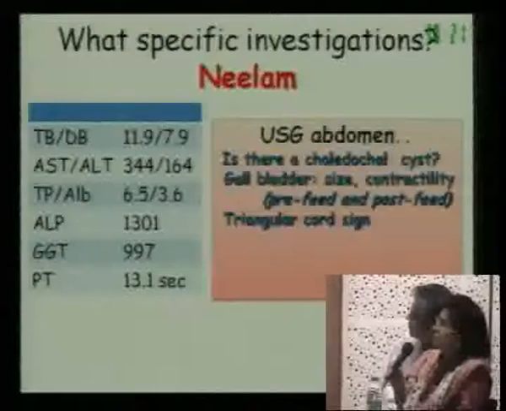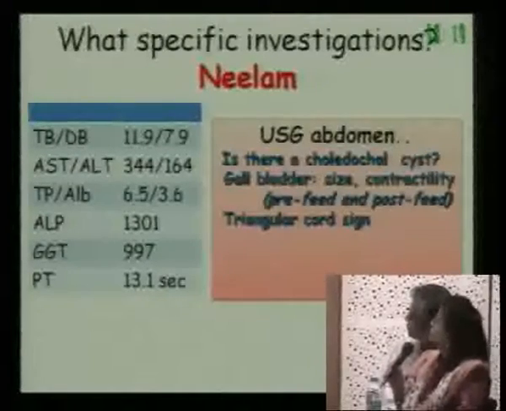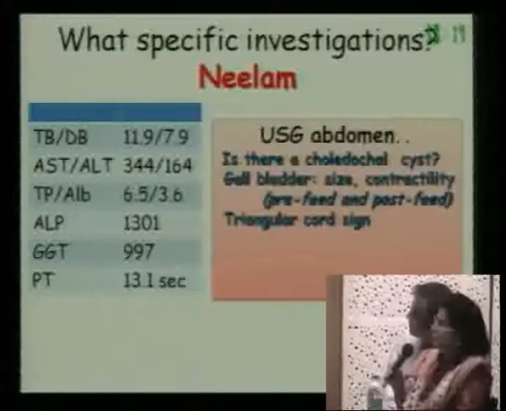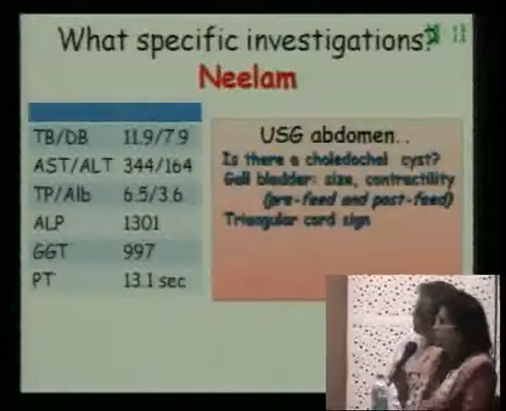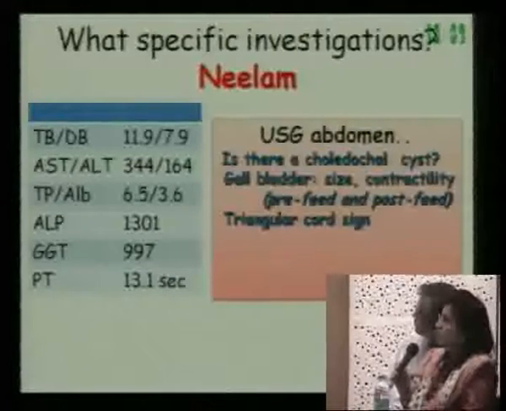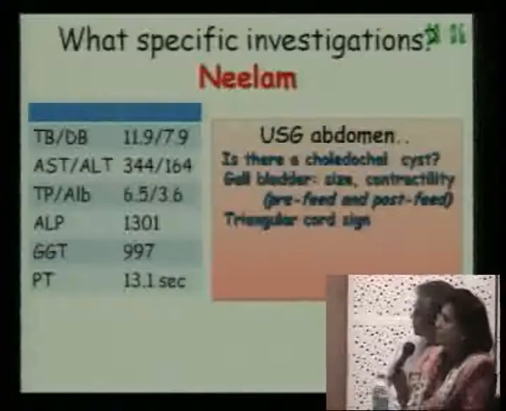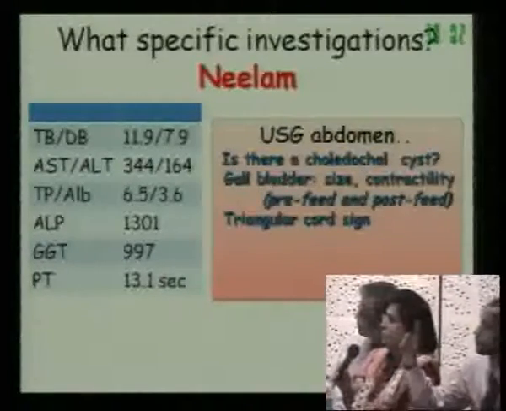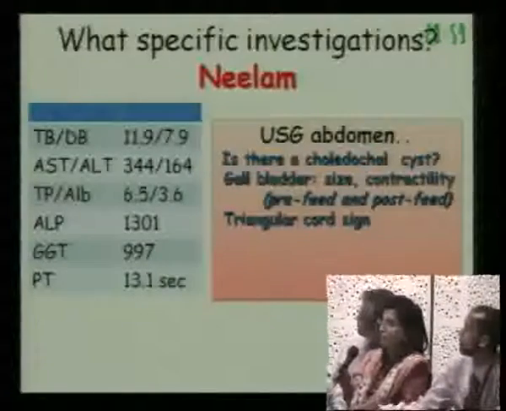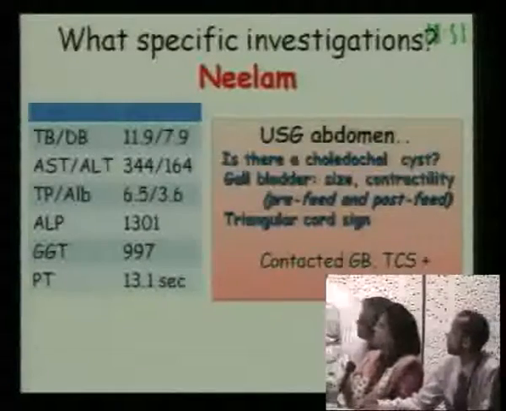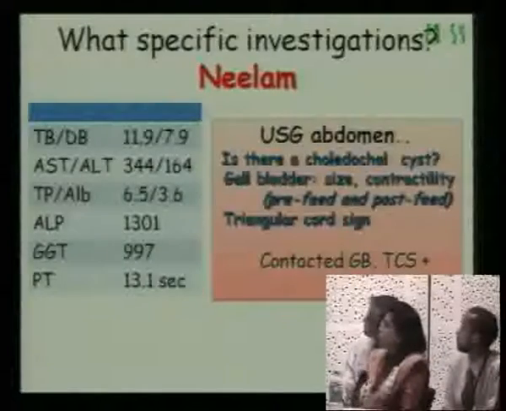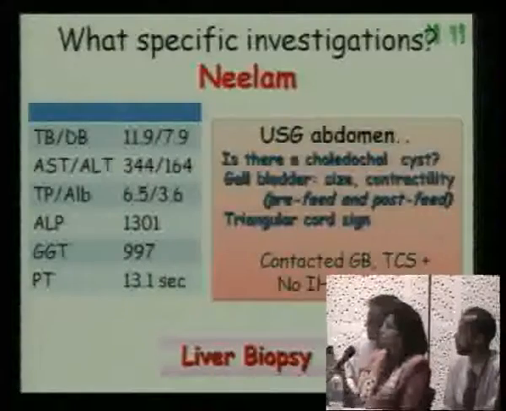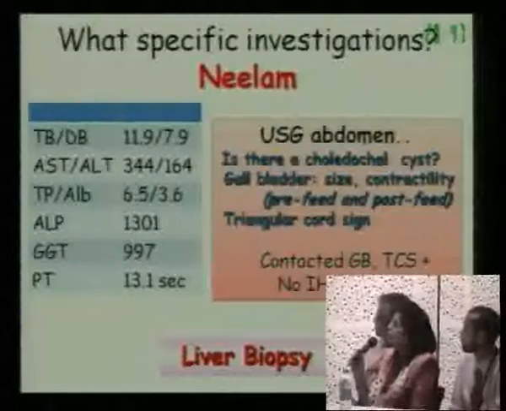It is not that you just send to a radiologist to do an ultrasound. Please specify what you are interested to look at. You must mention to him, I want choledochal cyst, I want gallbladder size and contractility, I want triangular cord sign. Otherwise, they will give the adult hepatology report, IHBRD and ascites and so many things and stones. So you ask these specific points to your ultrasonographer. Okay, so the gallbladder is contracted, and there is a triangular cord sign, there is no IHBRD, there is no cyst. And next investigation, would you agree with liver biopsy or not?